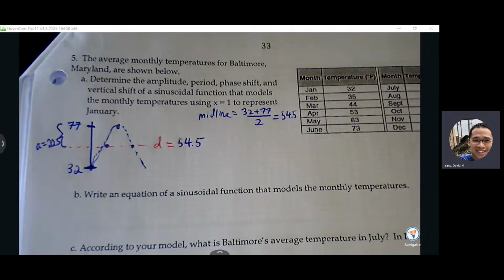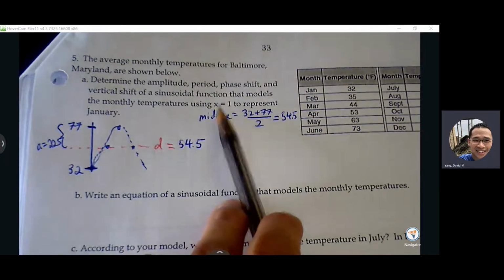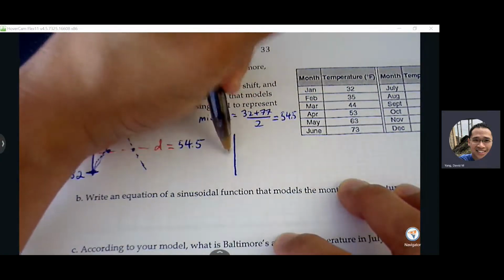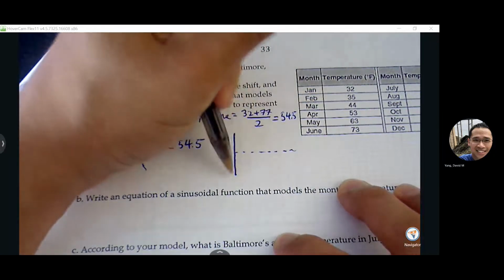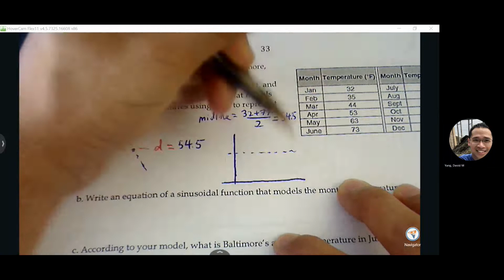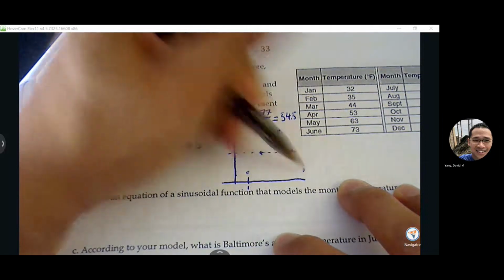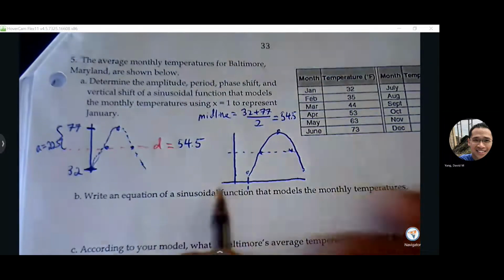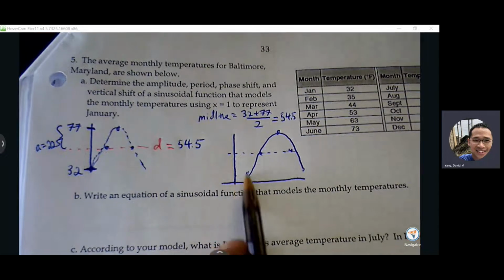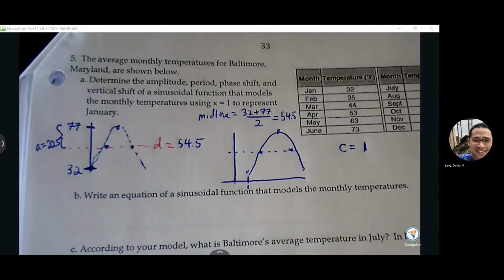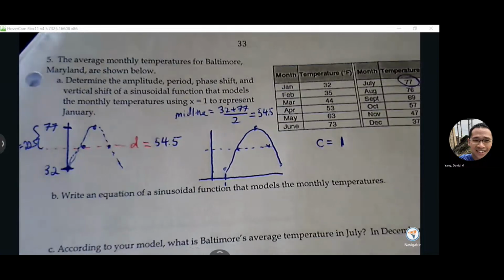Oh, I made a mistake here. It says using x equals 1 to represent January. Okay, so this graph is more like this here. Starts here. So instead of starting at 0, it's starting at 1. So therefore, there's a phase shift, right? So our C is going to go in the equation as a negative 1. Okay.